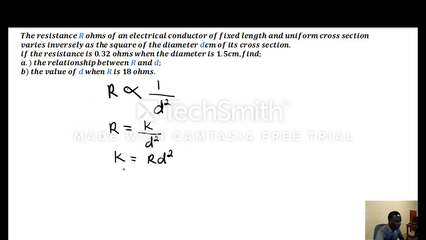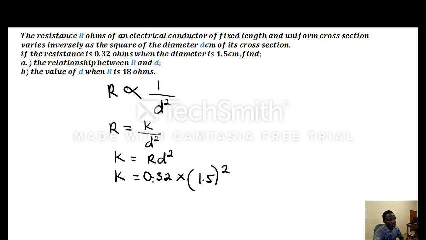So in order for me to get my value of K, I'm going to substitute values of R and D as given. We are told that the resistance is 0.32 ohms when the diameter is 1.5 centimeters, so K is given to be 0.32 multiplied by 1.5 squared.